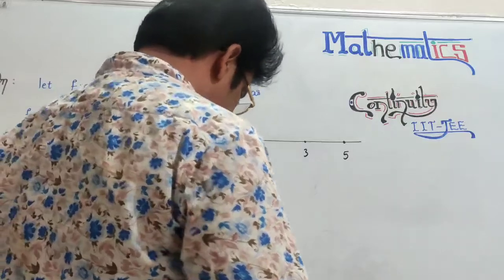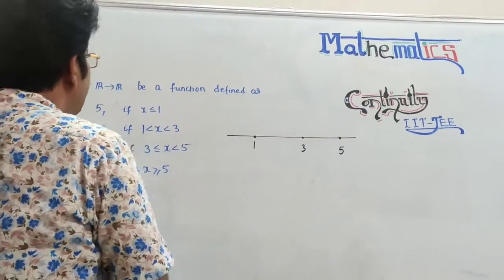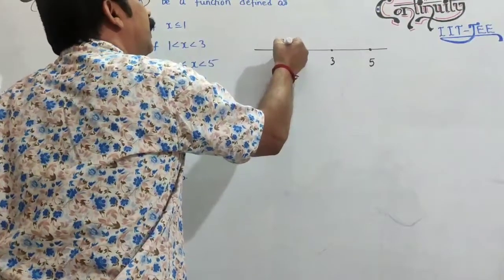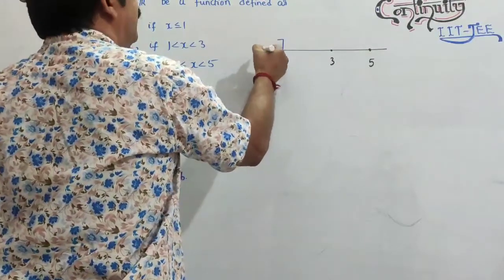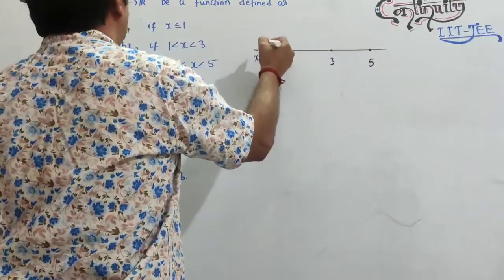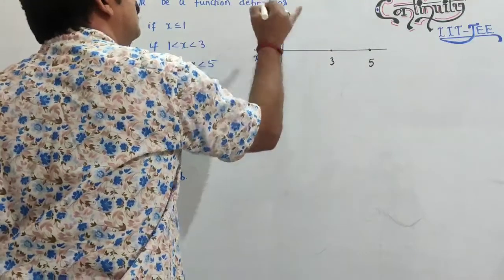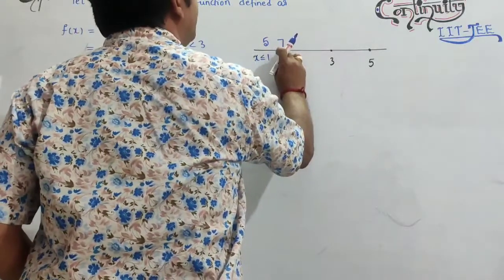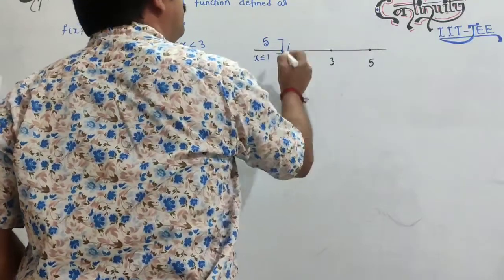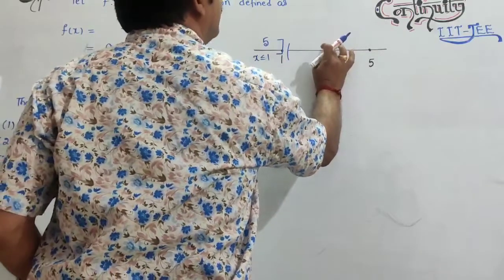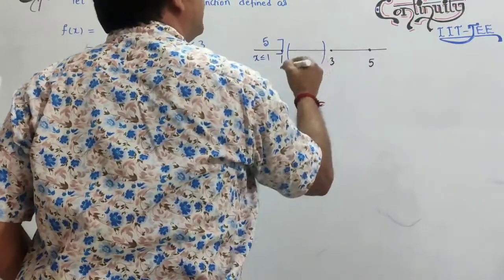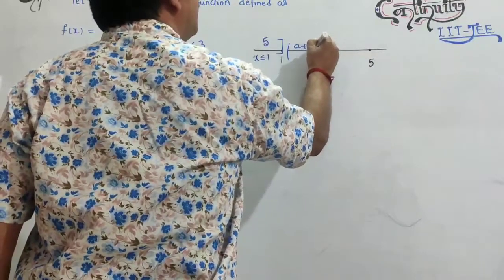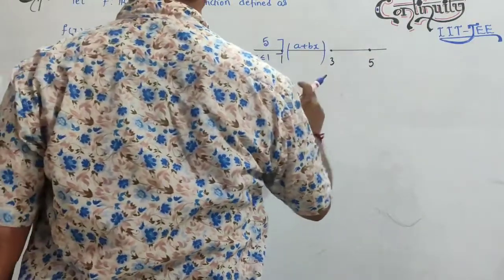It is defined for x less than or equal to 1. x less than or equal to 1 means in this area. It is defined as the constant function 5. Next, 1 to 3. 1 to 3 means greater than 1 and less than 3. Here it is defined as a plus b x. Next, 3 to 5.